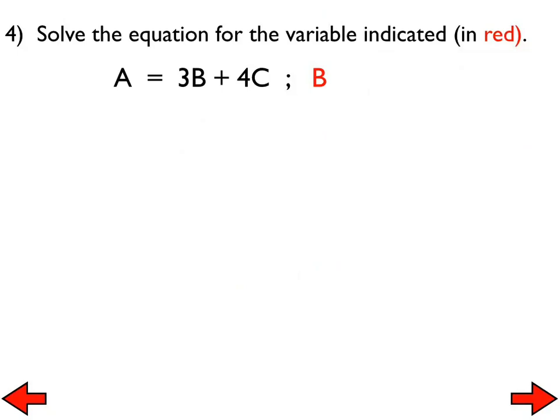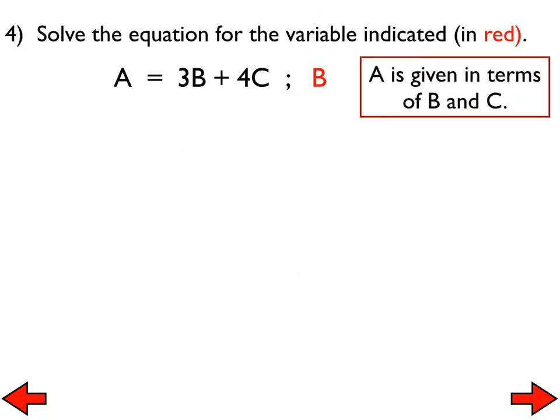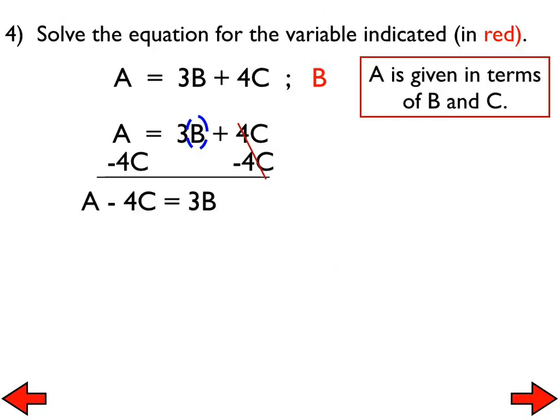Autumn, what do you have? I got B equals A minus 4C divided by 3. All right, very good. Right now, A is given in terms of B and C. We should subtract 4C from both sides because remember, I'm trying to get B by itself, if we want to think of it that way. So subtracting 4C is really what you should do first.